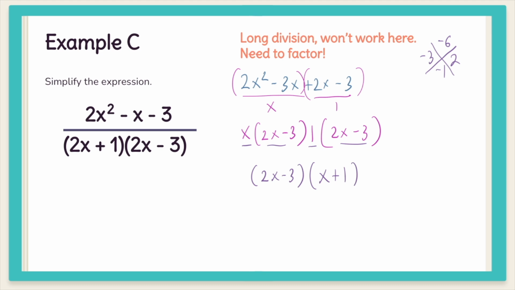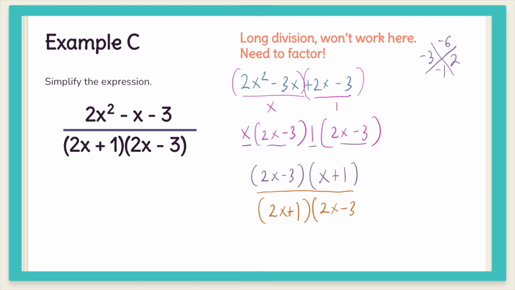All right, so that's my numerator factored. So now I'm going to rewrite my problem so that my numerator is on top factored and my denominator is underneath that. So let's go ahead and do that now. So I've got 2x minus 3 and x plus 1. So underneath that is going to be 2x plus 1 as one of my factors and 2x minus 3 as my other factor.